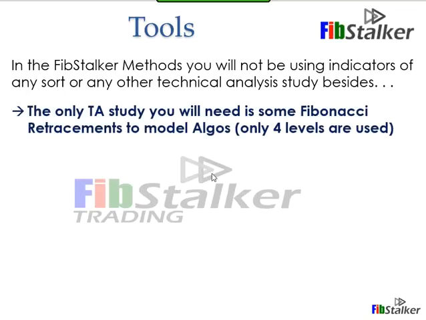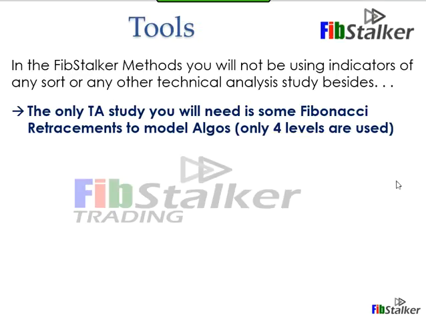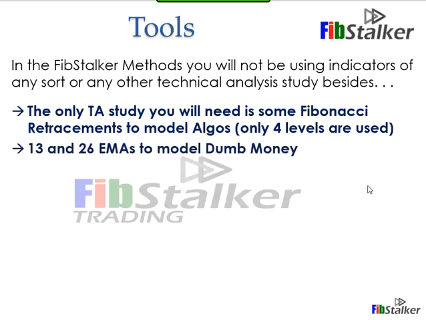I mean, I said that in the past. The only TA study that you will need is some Fibonacci retracement to model algorithms. I say some because I don't even use all of the levels. I only use 4 levels of Fibonacci, and you will see in module 1 how I use them. The other tool is the 13 and 26 EMA, exponential moving averages, which you find in any package.